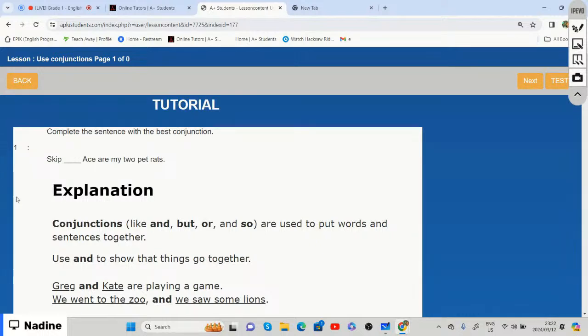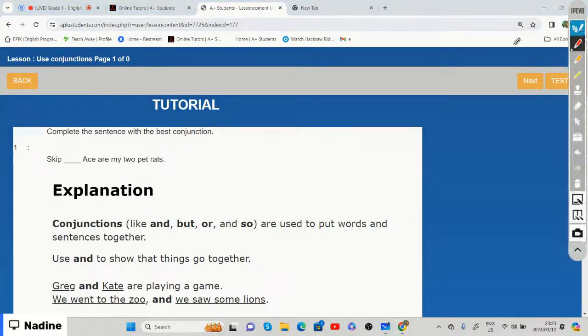So Skip ace are my two pet rats. Which conjunction are we going to put in there? And, but, or so. So we need to put either and, but, or so in order to complete the sentence, because we need to complete the sentence with the best option of conjunction. It says, ace are my two pet rats.